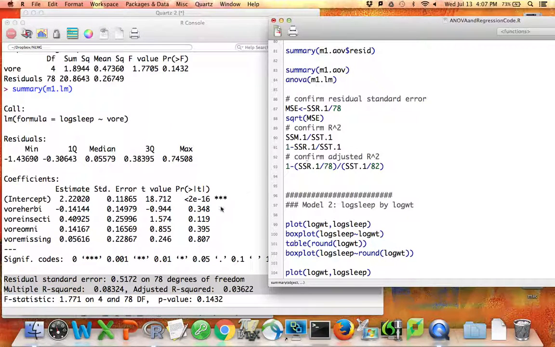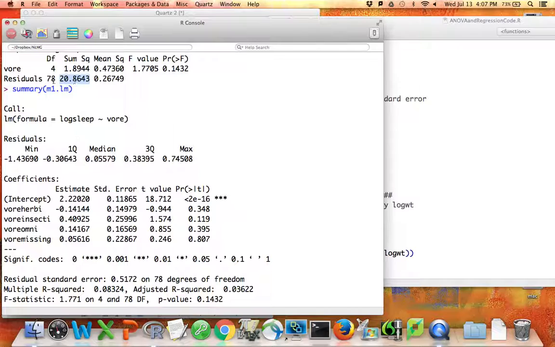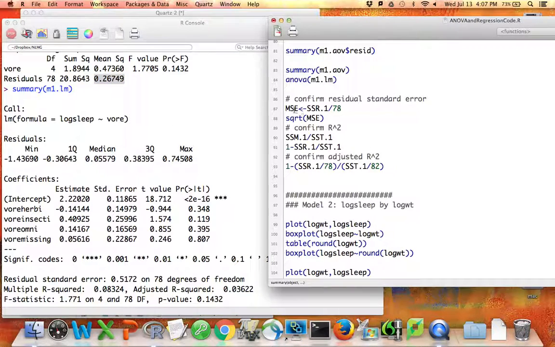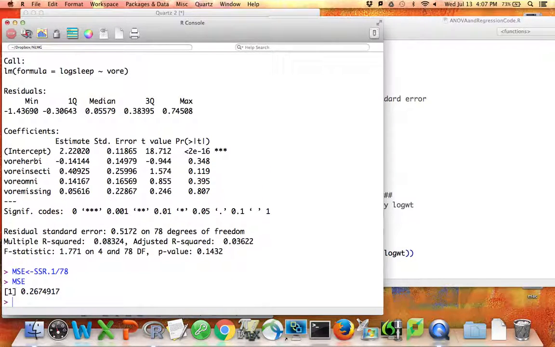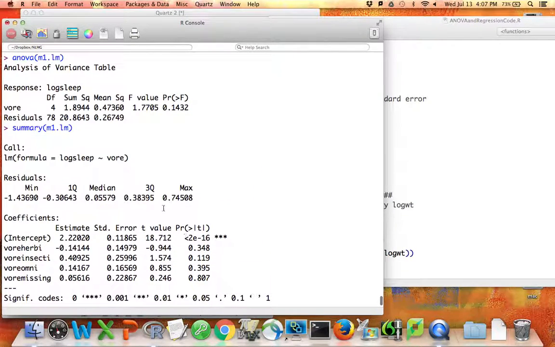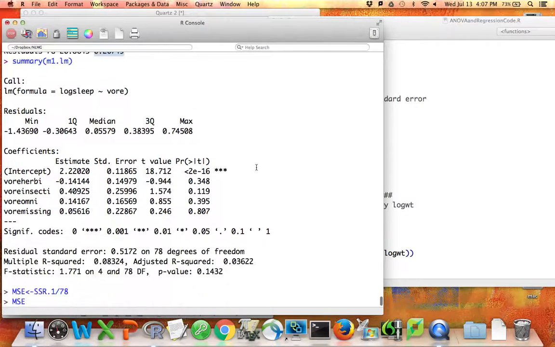So first I want to point out that the residual standard error is the square root of the sum of squared residuals over degrees of freedom. So let's think about the ANOVA table again. Here's our sum of squared residuals. Here's our degrees of freedom. If we take the sum of squared residuals divided by degrees of freedom, by definition we get the mean square error. Okay, so here I'm going to calculate that. Earlier I calculated the sum of squared residuals. Now I'm going to divide that by 78, that's the appropriate degrees of freedom, and get the mean square error. And if I look at that, I can see that's 0.267. Lo and behold, that's the same mean square error shown in the ANOVA table.